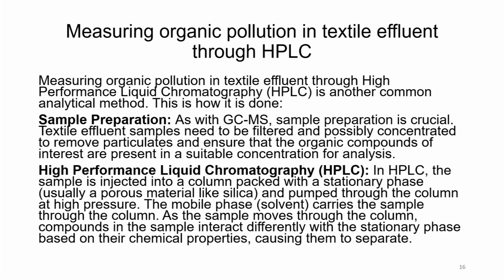High performance liquid chromatography. In HPLC, the sample is injected into a column packed with stationary phase, usually a porous material like silica, and pumped through the column at high pressure. The mobile phase, that is the solvent, carries the sample through the column. As the sample moves through the column, compounds in the sample interact differently with the stationary phase based on their chemical properties, causing them to separate.